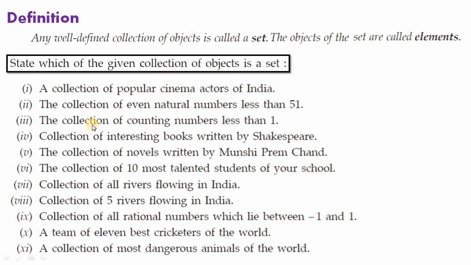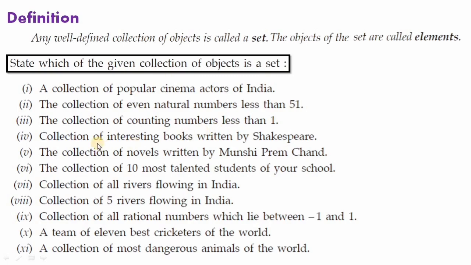Similarly, we have the collection of counting numbers less than 1. If I ask you what are the counting numbers less than 1, then you have 0. You say 0 is the only counting number, and for me also 0 is the only counting number. So that's why this is also a set.